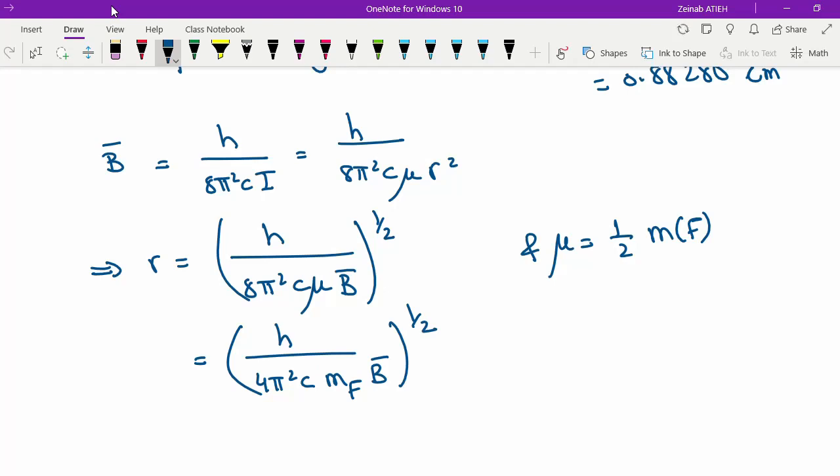معكم ال h معكم ال c معكم الماس لل F. الماس لل F is in atomic mass unit, change it to kilogram. معنا ال B bar, change it to meter, and you will get your answer 1.417 times 10 to the power minus 10 meter, which is equal to 141.7 picometer.